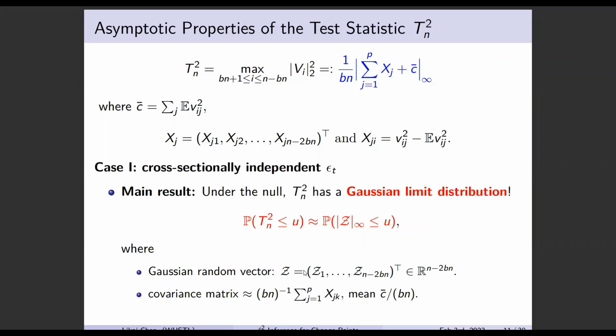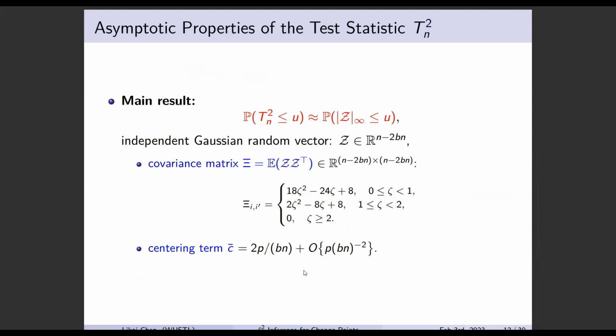What is Z? Z is a Gaussian distributed random vector. And the covariance matrix of this random variable Z follows a similar covariance structure as the summation of Xj centered at C bar. Specifically, we can calculate the covariance structure. Pay attention here that the covariance does not depend on anything unknown. Everything is determined when they are cross-sectionally independent. So every entry of the covariance is predetermined, and also the centering term does not contain anything we do not know. So we don't need to estimate anything. We know the covariance structure.